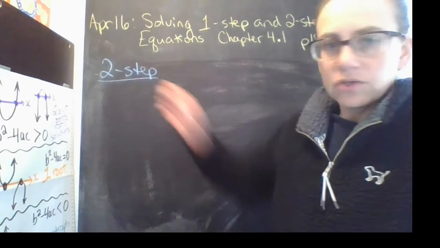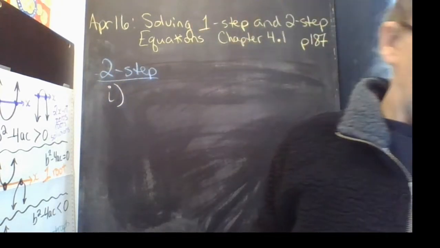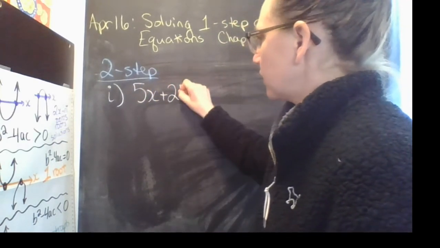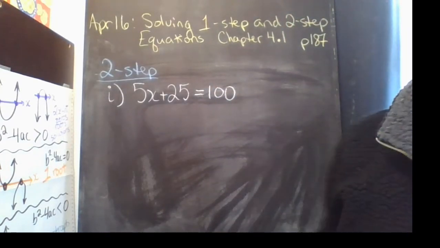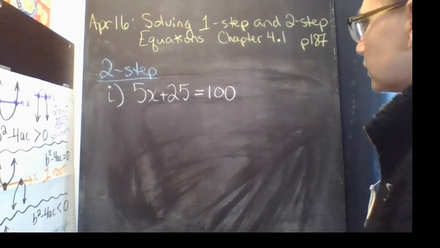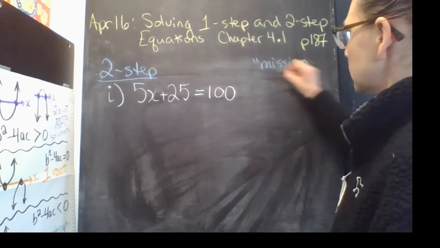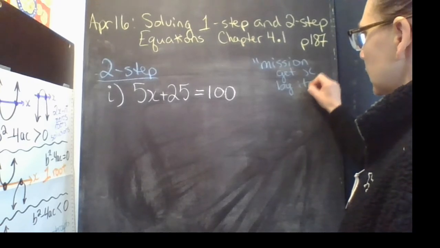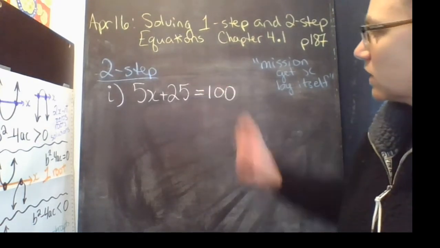Okay, let's talk about two-step equations now. So I believe I'm on example I. And let's say 5x plus 25 equals 100. Okay? So remember our mission. And our mission always when solving equations is to get x by itself. Mission, get x by itself. So to do that, we have to get the numbers to the other side.